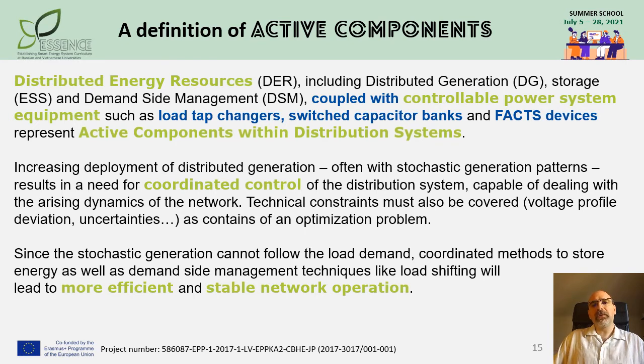To increase the deployment of distributed generation, very often with stochastic generation patterns, there is a need for coordinated control of the different components. It should deal first with the rising dynamics of the network, but also with all the technical constraints that arise, for instance voltage profile deviation, uncertainties, and congestions. So that's really an optimization problem. Since stochastic generation cannot follow the load demand, because it is related to the weather, coordinated methods should help to know when to store the energy, when to run a specific load, and how to be more efficient and create a grid that is really stable and resilient.